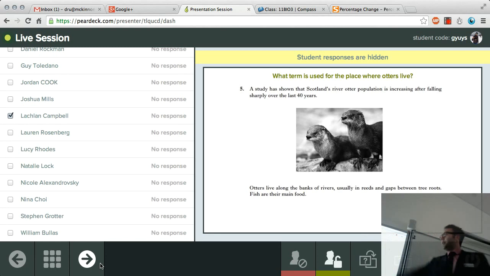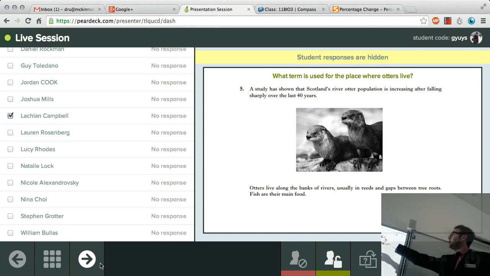Next up, these are otters. You don't get them over here, but you get them in Scotland. They're lovely little fellas. Look at them. They're so cute. Anyways, a study has shown that Scotland's river otter population is increasing after falling sharply over the last 40 years. Otters live along the banks of rivers, usually in reeds and gaps between tree roots. Fish are their main food.